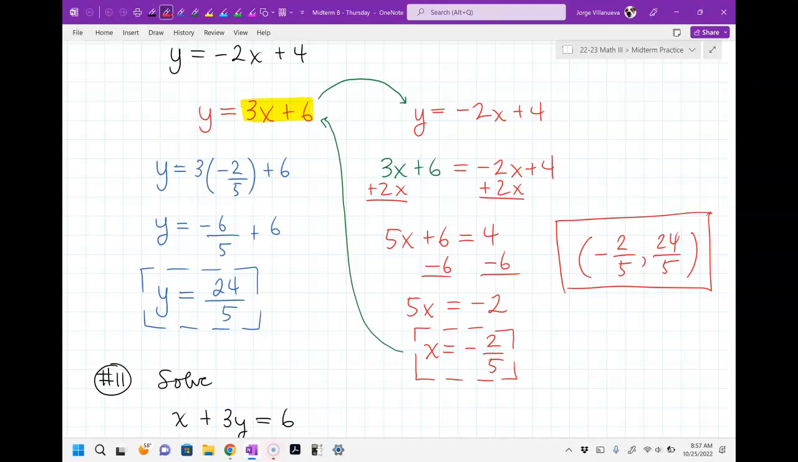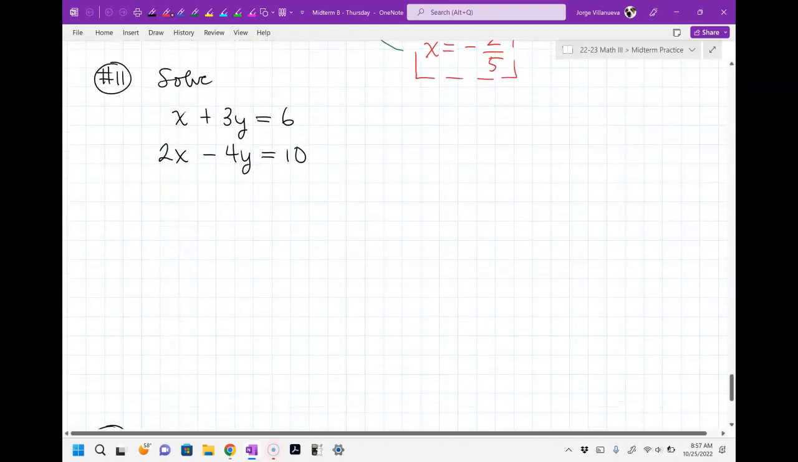Any questions on that one? Because we got an elimination one coming up. We still got over 15 minutes, so we're doing okay. All right, so 2 more to go.